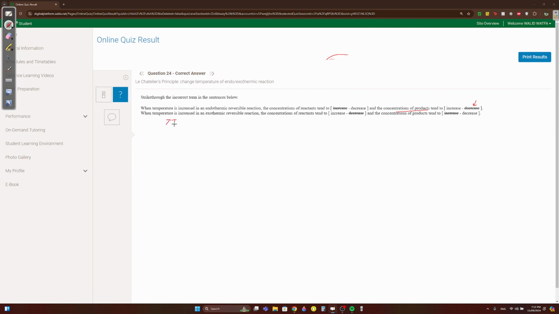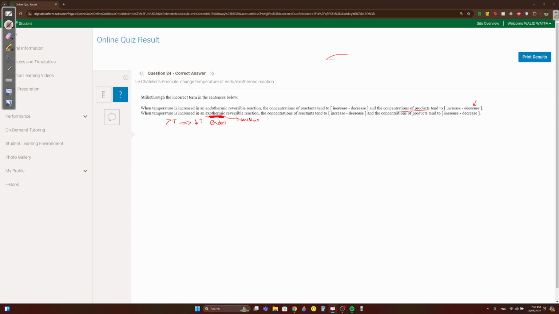in an exothermic reversible reaction. So we're increasing temperature, and to counteract that, the system must decrease the temperature. How do we decrease the temperature? We said we want an endothermic reaction, but this is an exothermic reaction. So instead of going forward, what do we have to do to make it endo? We have to go backward now, right? We have to go backward.